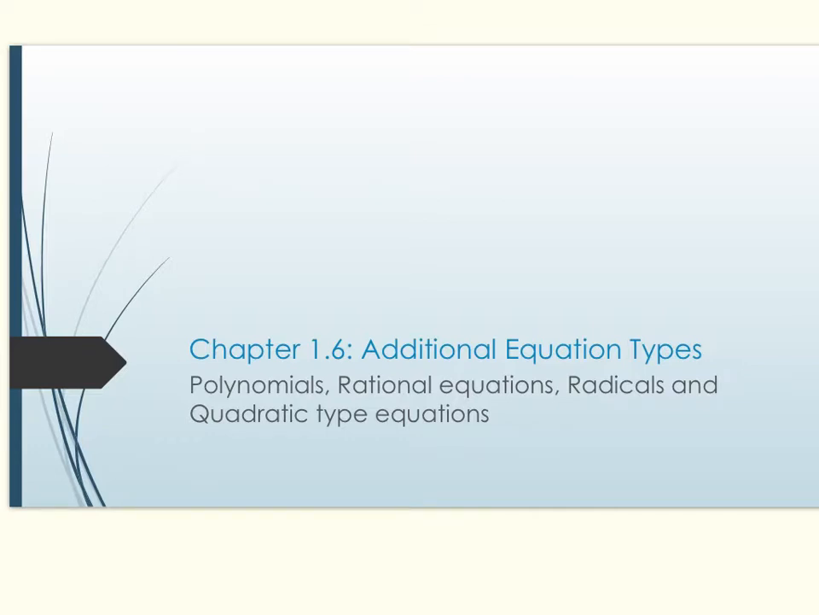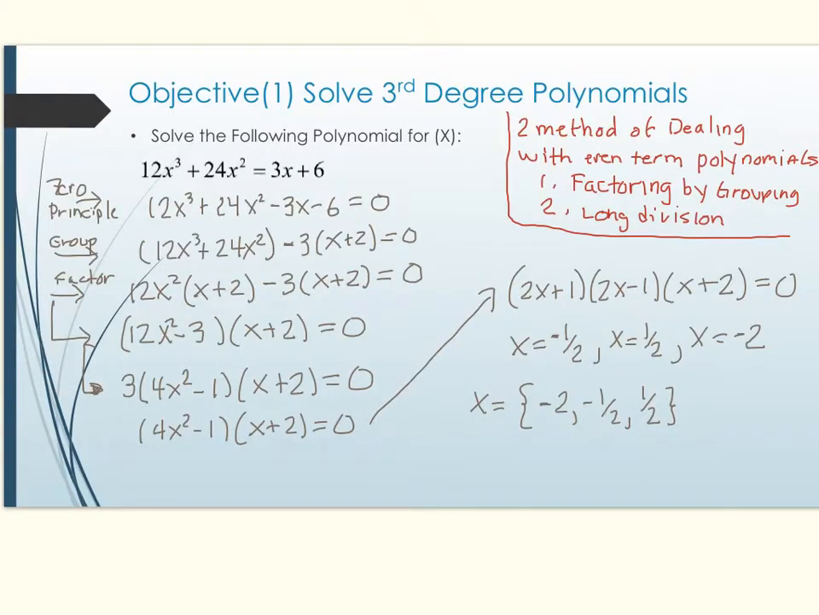In class, we discussed Chapter 1.6, Additional Equation Types. We discussed some polynomials, rational equations, radical and quadratic types of equations. So our first objective is to solve a third-degree polynomial.